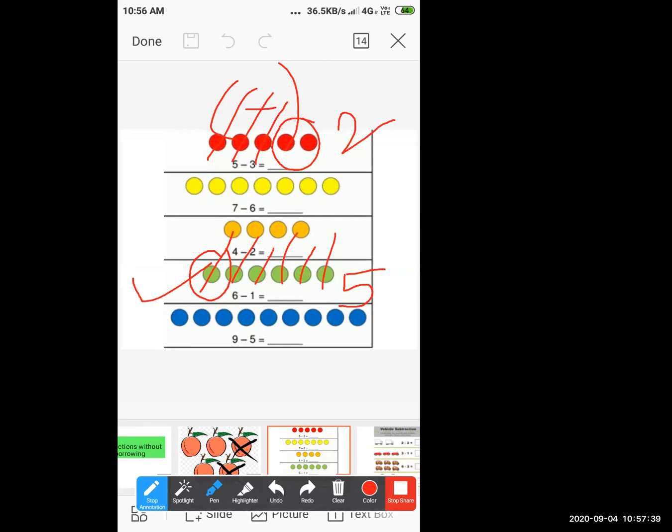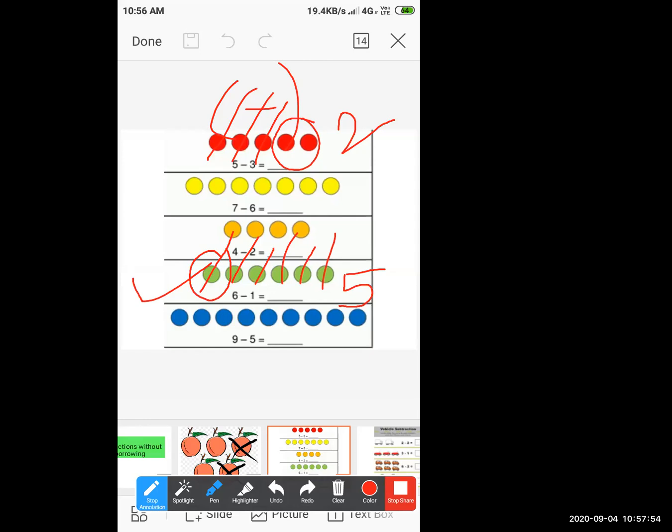Suppose it is not possible to minus directly, then you want to draw some symbols yourself, like circles, after that lines, fish, balls, objects like these, and minus from that. Okay.